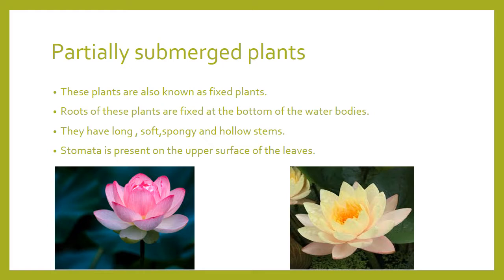Now second thing, like other plants, they also need the photosynthesis process to make their food. So there should be stomata on their leaves. The stomata is present on the upper surface of the leaf, so they can easily get the sunlight and carry out the photosynthesis process. As examples of partially submerged plants, lotus and water lily. The first picture is the lotus and the second is the water lily.